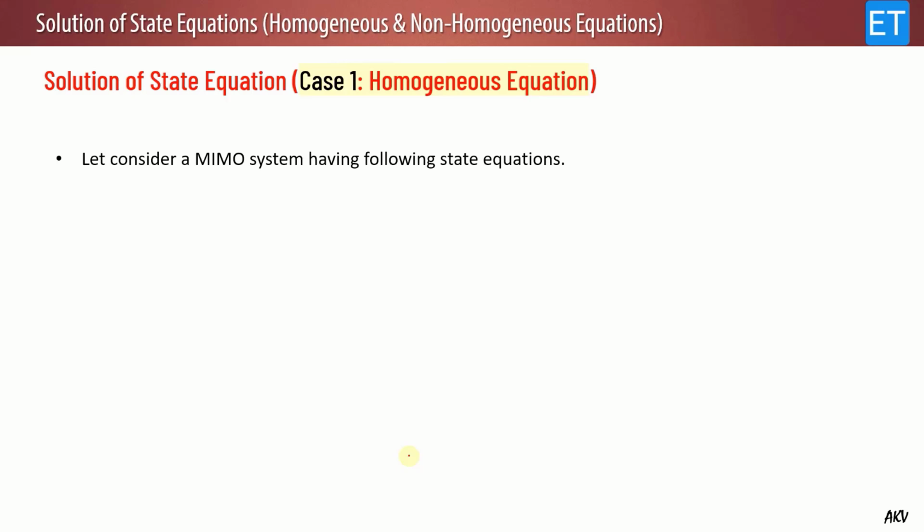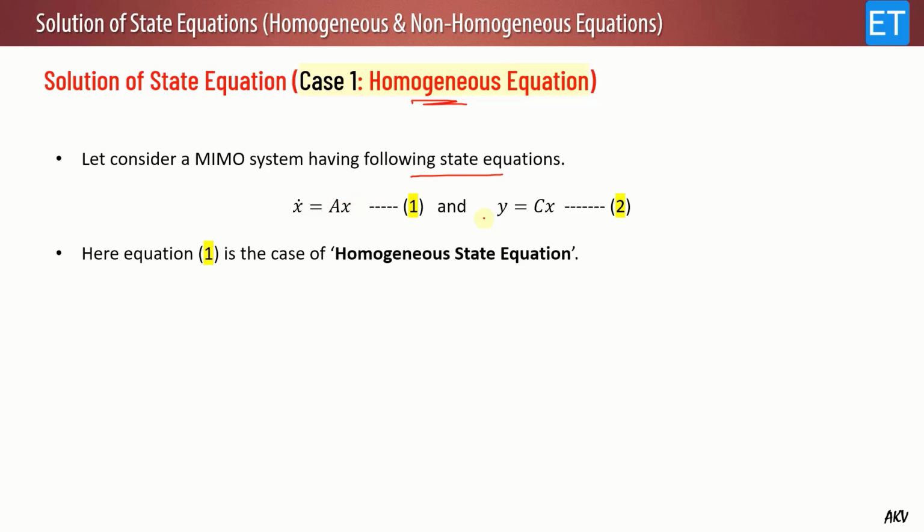And now let's go for the solution of the state equation. First, we will consider the homogeneous equation case. So let's consider the MIMO system having the following state equations. The first one is x dot = Ax and the second one is y = Cx. We just saw in the previous slide that the first equation carried the input part plus Bu, and the second carried the plus Du part. Here u is missing, which means the input is not applied to the system. So we get these reduced equations.